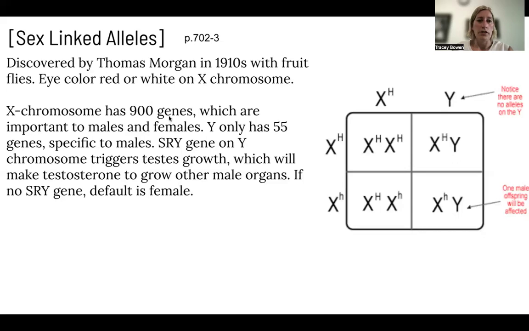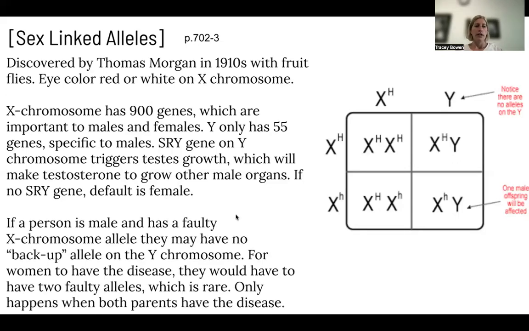So going back to human chromosomes, X and Y chromosomes, the Y chromosome only has 55 genes, and these are specific to males. And so the SRY gene is on the Y chromosome, and that's going to trigger testicle growth, which will make testosterone to grow other male organs when the fetus is developing. If there's no SRY gene, then the default fetus is female.